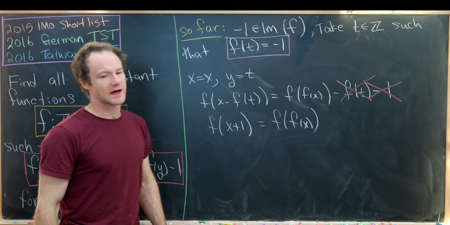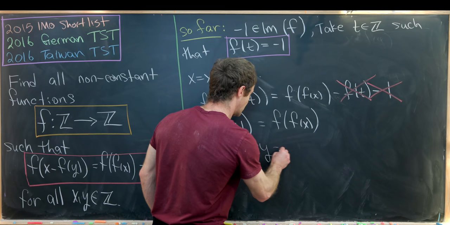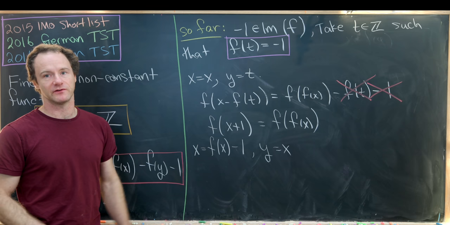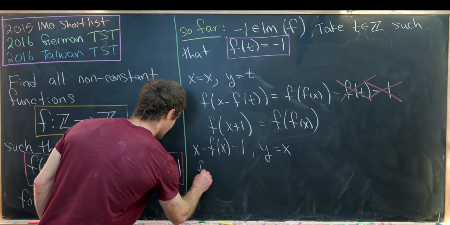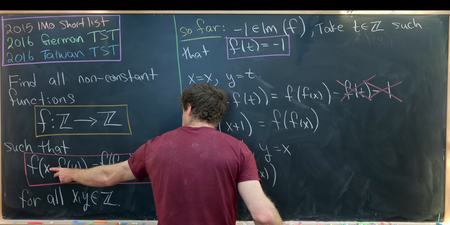And how can we do that? Well, I think maybe the following substitution is the easiest way. Let's set x equal to f of x minus 1, and then we'll set y equal to x. So really, I'm replacing x with f of x minus 1. So let's see what our functional equation looks like now. So we'll have f evaluated at f of x minus 1 minus f of x. So that's what we have on this left-hand side.